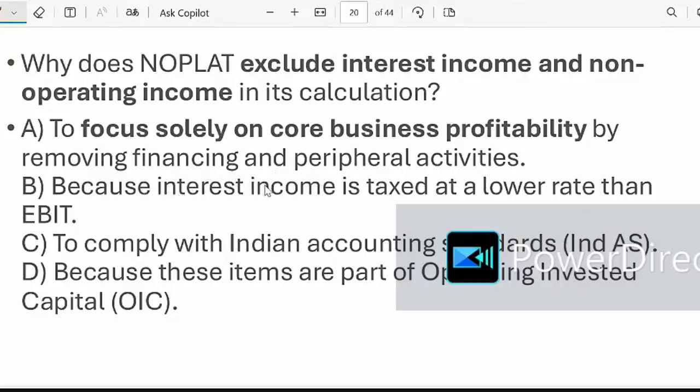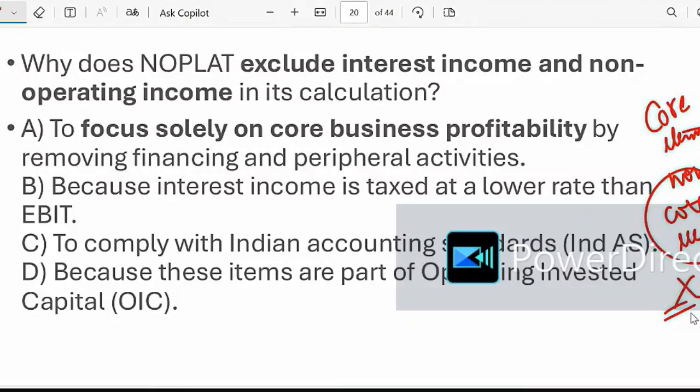It wants to remove financing and peripheral activity cost, right? So by removing this non-core item, there are two things: one is called core item and other is called non-core item. By removing the non-core item, we get a clear picture of how well the core operation of the business is doing, right? That is the point.